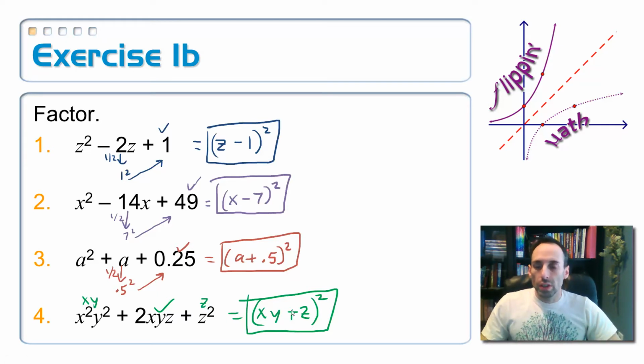Alright, so there is the first part of the first objective about being able to factor a trinomial if it is a perfect square trinomial. Okay.